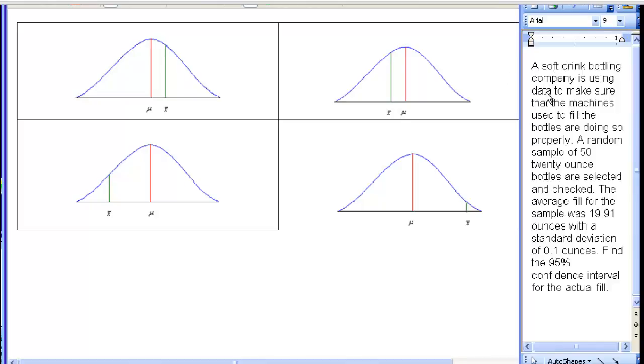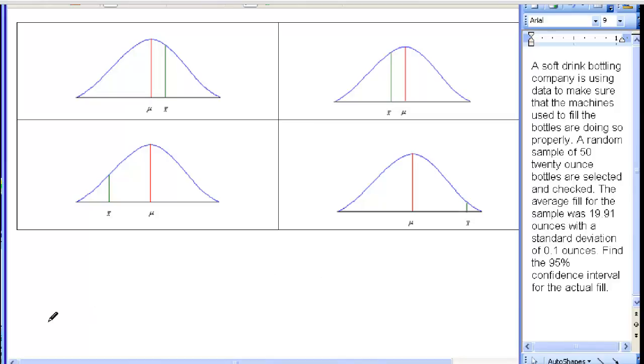A soft drink bottling company is using data to make sure that the machines used to fill the bottles are doing so properly. A random sample of 50 20-ounce bottles are selected and checked. The average fill for the sample was 19.91 ounces with a standard deviation of 0.1 ounces. Find the 95% confidence interval for the actual fill.